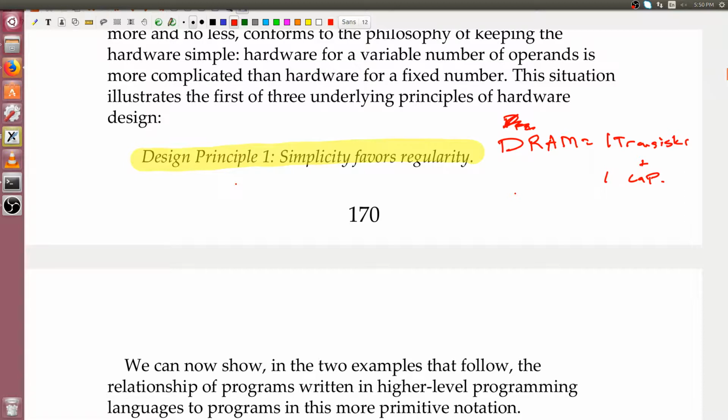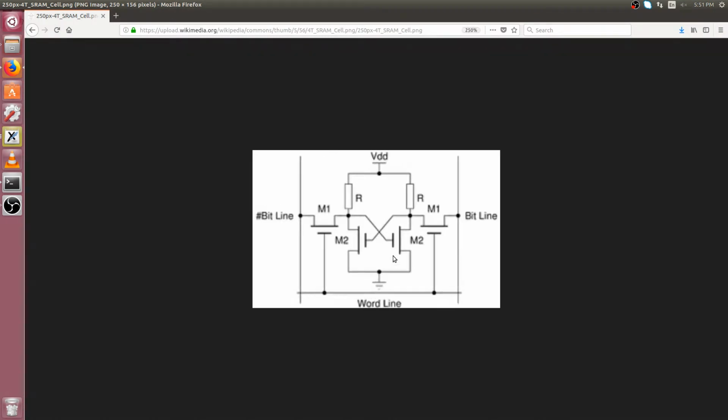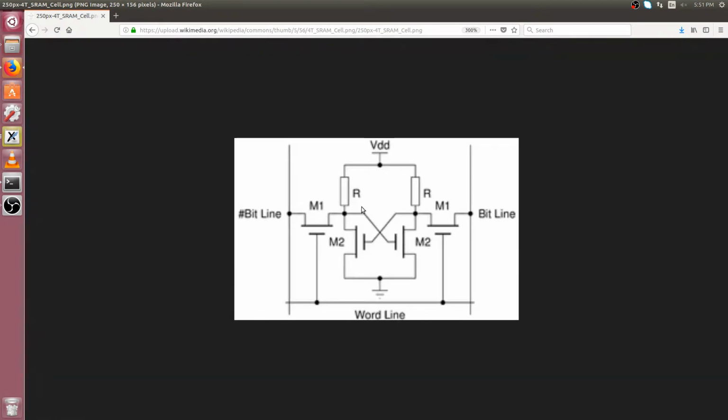Now let's look up SRAM. So SRAM uses cross-coupled inverters. And so now we can see why it takes up way more space. So this is SRAM. So SRAM has 1, 2, 3, 4 different transistors, and then it also has 2 resistors here.